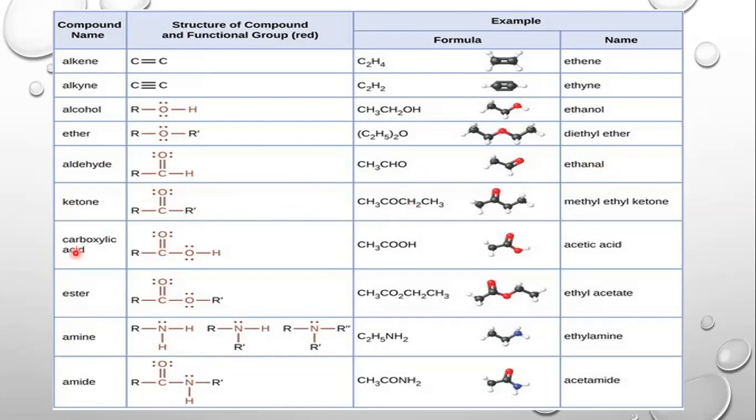The next is carboxylic acid. Carboxylic acid is R C double bond O then OH. This is a carboxylic acid and its simplest member is acetic acid with formula CH3COOH. Then ester. Here in ester, the CO2 group is sandwiched between two R groups, and the example is ethyl acetate, with formula CH3CO2CH2CH3.